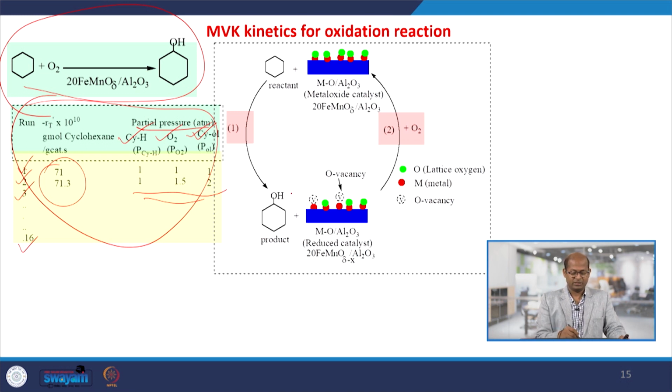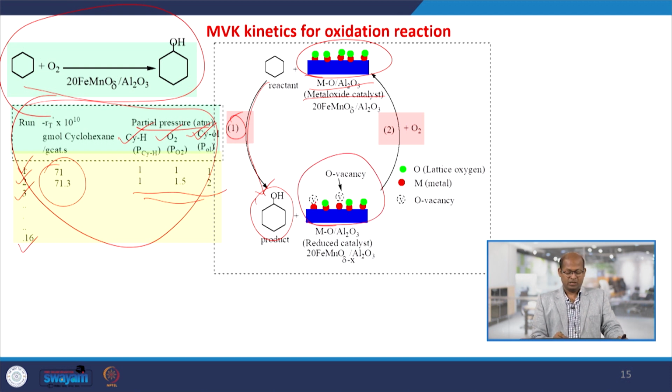So, here you can see reaction 1, where the reactant is converted into the product in the presence of the metal oxide catalyst. It is converted into the oxidized product, and the catalyst remains like this. The green one is the oxygen atom, and the red one is the metal atom.